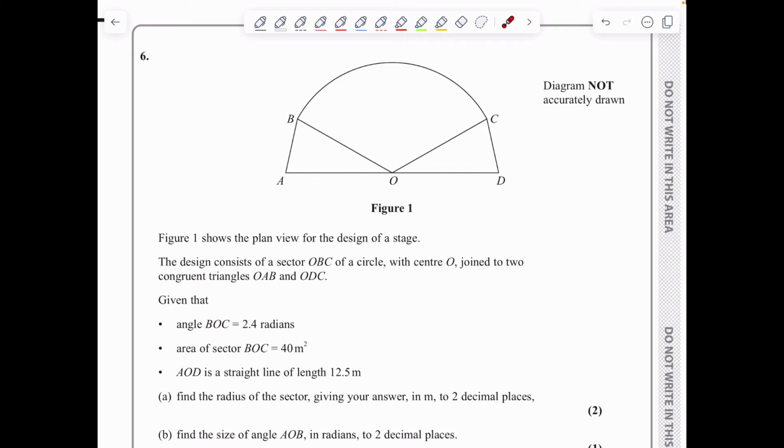Question 6 is giving us the plan view for the design of a stage. We've got a sector OBC, it's the one here, and we've got two congruent triangles, OAB and ODC. We are told that angle BOC is 2.4 radians, so let me annotate my diagram. This is 2.4. The area of the sector BOC, this one here, is 40 square meters, and the AOD, this line here, is 12.5 meters in length. We need to find the radius of the sector in part A, giving our answer in meters to 2 dps.